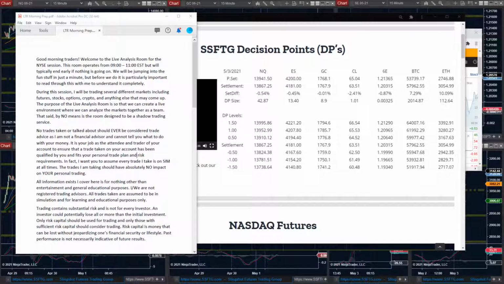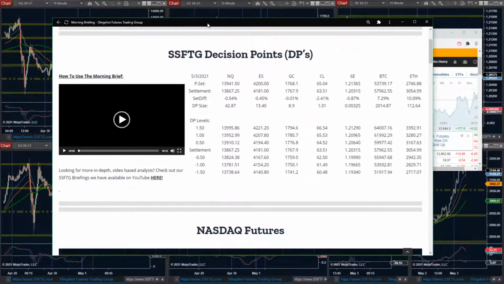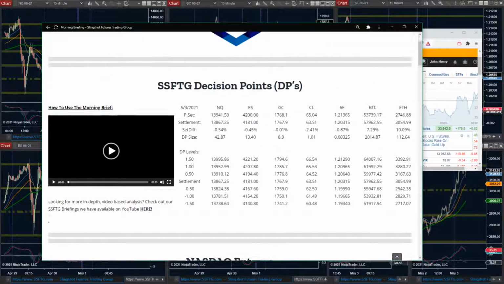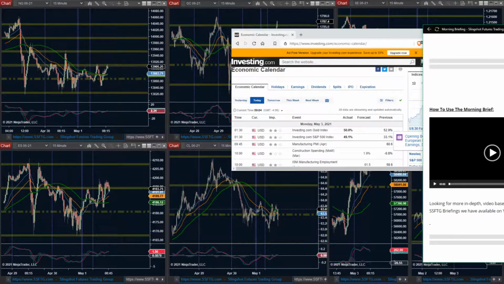So let's take a look at some charts, take a look at some news, see what's going on for today as we jump into all of the fun stuff. Don't forget to grab your morning DP levels. Those are posted for you there this morning on the major 7 markets that we take a look at. So make sure you've got all of those updated.